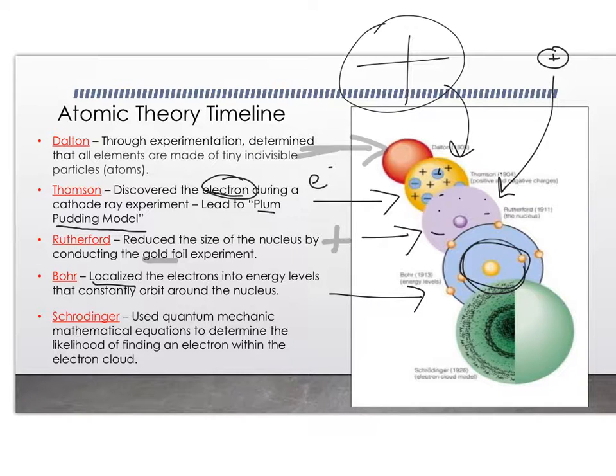And then Schrödinger, he dramatically changed the position and the velocity of electrons by using quantum mechanical mathematical equations. So that goes into a whole bunch of physics aspects of experimentation, but he pretty much determined the likelihood of finding an electron within the electron cloud. So based on where the electron is and how close it is to the nucleus, we could find the position of electrons later on. But the four most important scientists that you should be responsible for will be Dalton, Thomson, Rutherford, and Bohr.